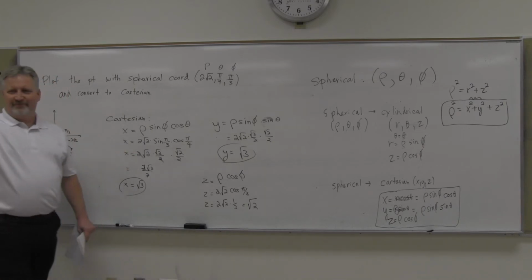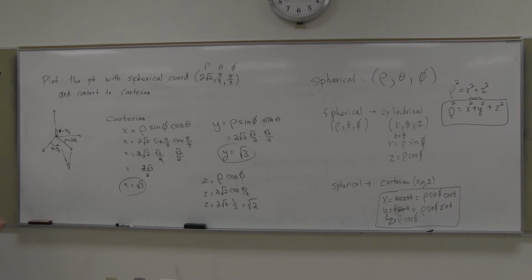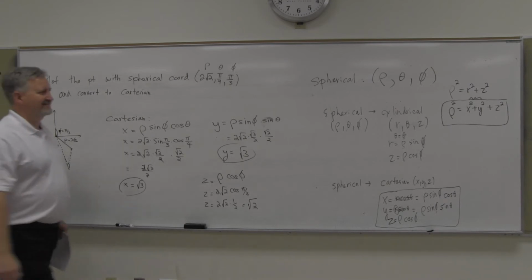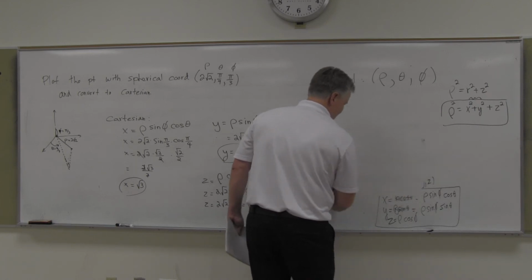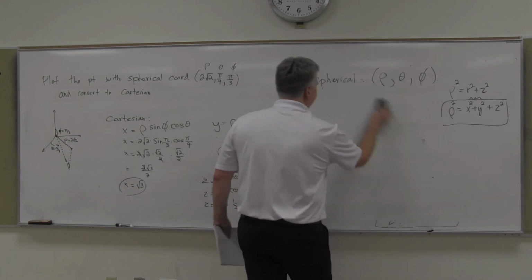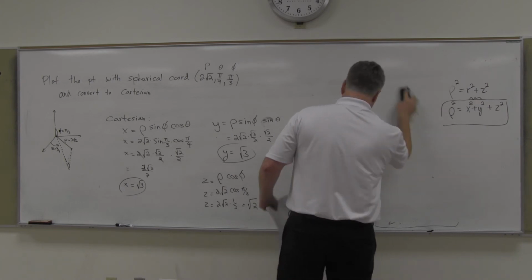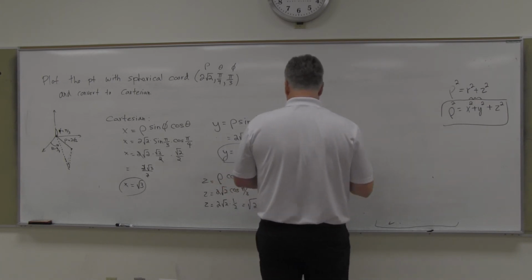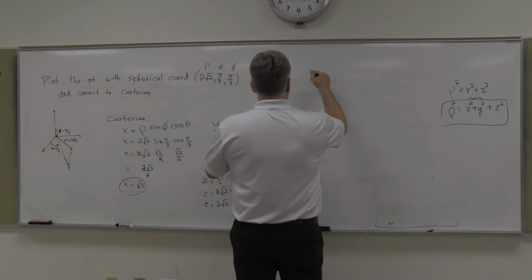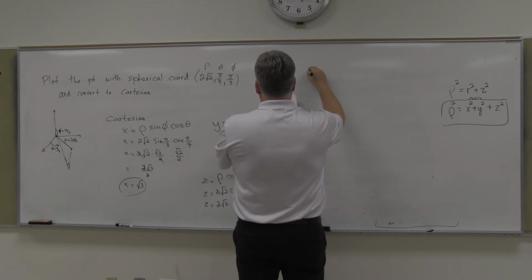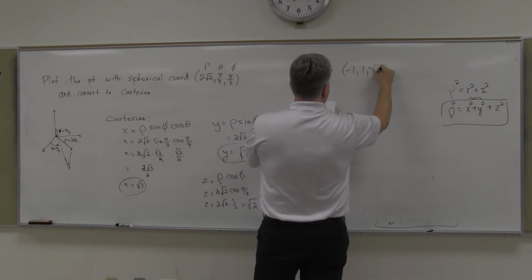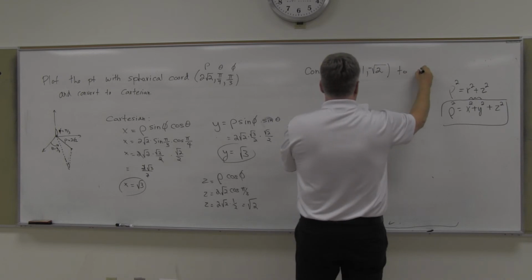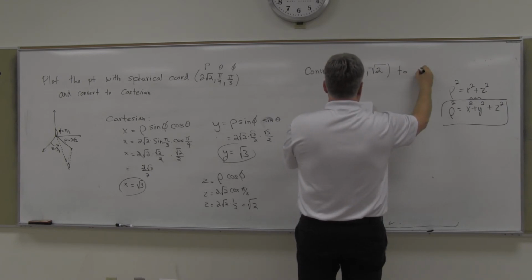Well, another possibility would be to reverse that, go from Cartesian to spherical. So let's see how that, a little bit of a difference here. So let's convert negative 1, 1, negative square root of 2 to spherical.